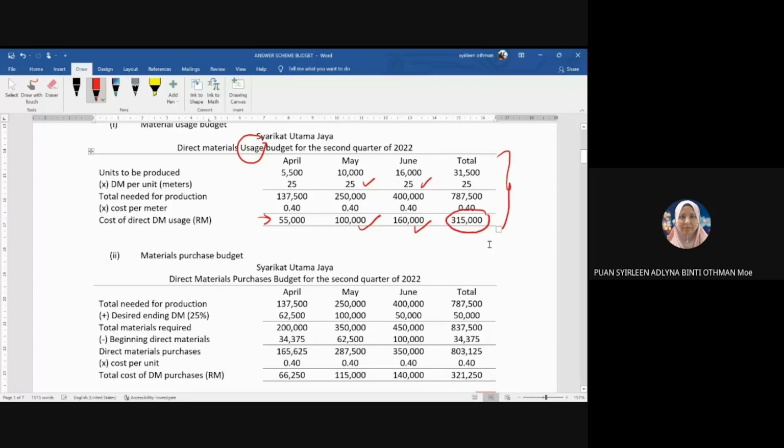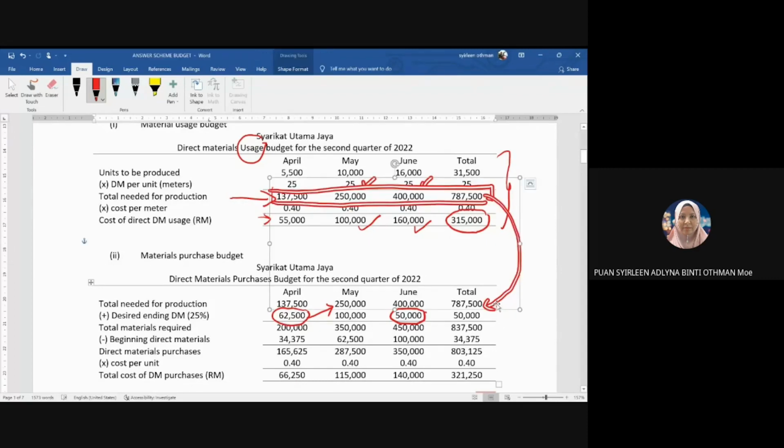Okay, so kita dah ada total needed for production ni. Yang this part here. Okay, yang ini kita akan bawa turun ke bawah. Here. Alright, so that total needed for production, lepas tu kita nak cari dia punya ending inventory is this one, is 25% daripada 250,000. Okay, that's how you get 62,500. So in order to get June punya, so madam will be using July punya information lah.